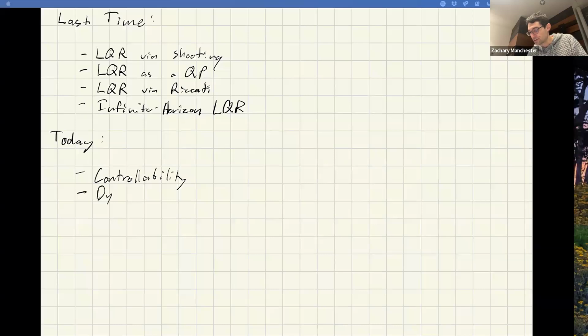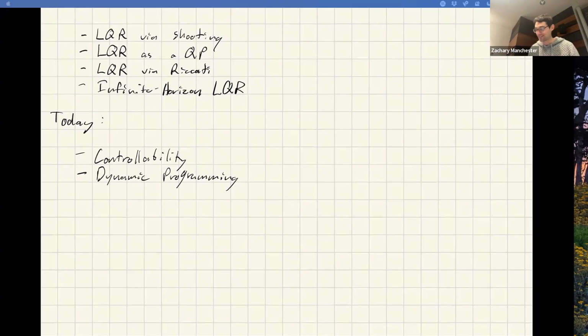And that's going to give us another lens on this whole topic. And it's also going to give us another way to think about LQR and everything. It has deep connections to reinforcement learning and all this other stuff. So it's a really deep topic that you should know about. So we're going to start digging into that today.